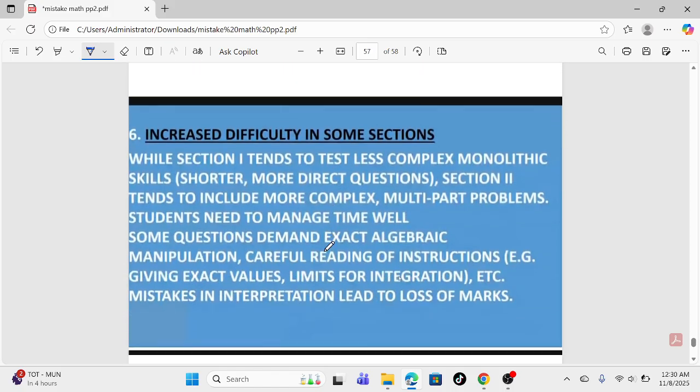Also, there is increased difficulty in some sections. For example, if you look at KCSE 2022 and KCSE 2024, imagine that in KCSE 2024 question number one was sequence and series. Imagine that. So the trend is becoming more complex. So make sure the student revises very well for Mathematics Paper 2. Mathematics is so simple.